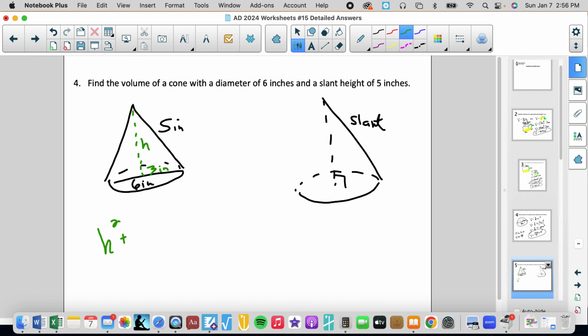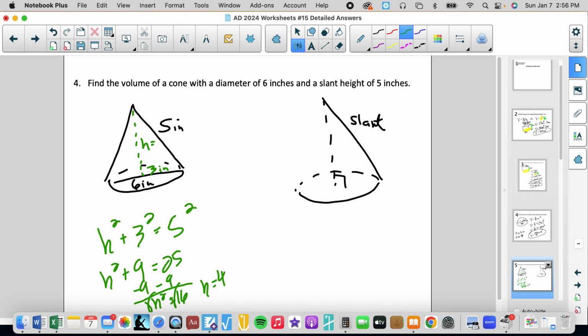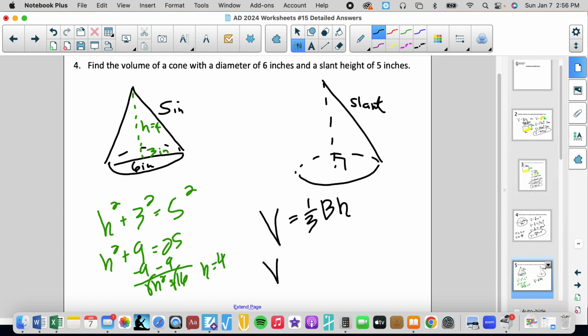So h squared plus 3 squared is going to equal 5 squared. So h squared plus 9 equals 25, minus 9 gives us h squared equals 16. So h equals 4. So that height is going to equal 4. And the formula for volume of a cone is 1/3 big B times h. The volume of a cone or a pyramid is going to be 1/3 the base shape times the height.